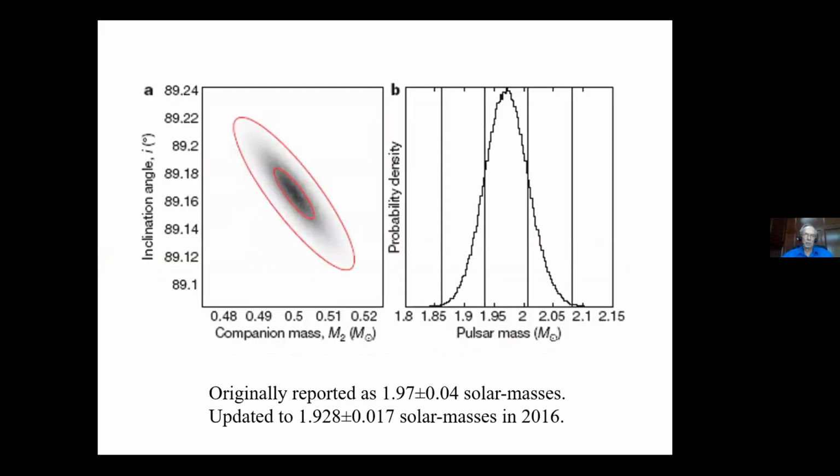So what do they get from that? Well, the plot on the left shows the inclination angle versus the companion mass in units of the solar mass. Probability density is on the right as a function of the pulsar mass in solar masses. This was originally reported to be 1.97 plus or minus 0.04 solar masses, which showed the very, very small error bars on that previous plot from Prakash. But since then, it's been updated because they've been observing it continuously, and it's now 1.928 plus or minus 0.017 solar masses.